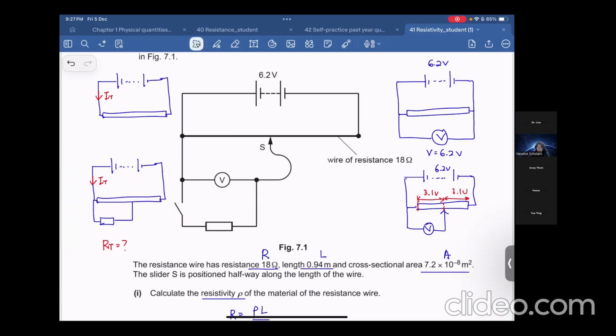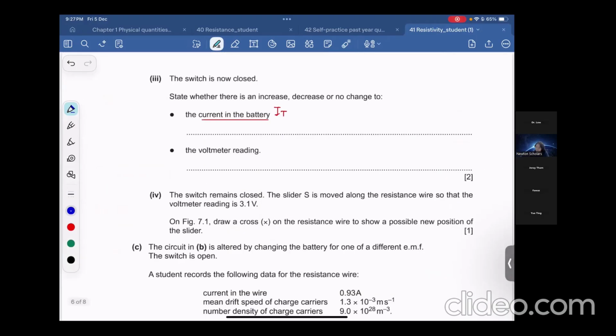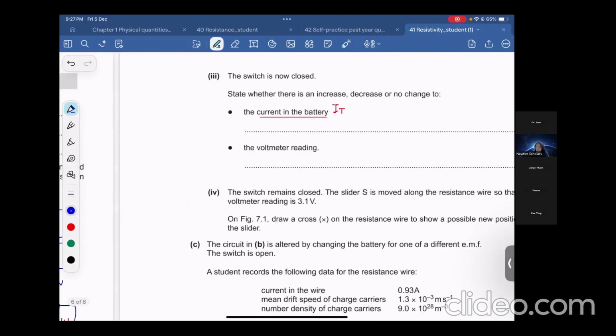Okay. Changes from here to here. What happened to your total current? Okay, let me check Fatima. No. Washini, correct. Jory, higher or lower? Increase or decrease? Hey, Jory, they're asking you whether there is an increase, decrease, or no change.